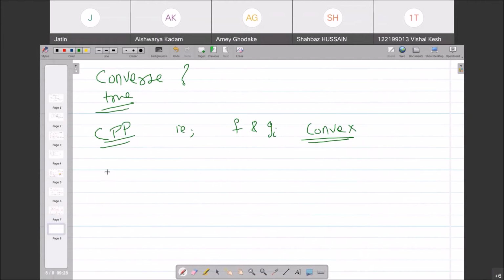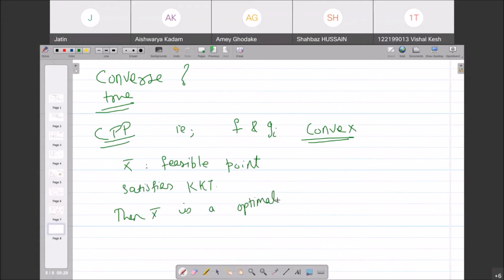That means if you have a point x bar, which is a feasible point, not an optimal point, I'm saying, that means it is a point in the constraint. If your x bar satisfies KKT conditions, then x bar is an optimal point. So that's why from the start I have been concentrating on CPP. Why I was telling that CPP is important, this is the reason.